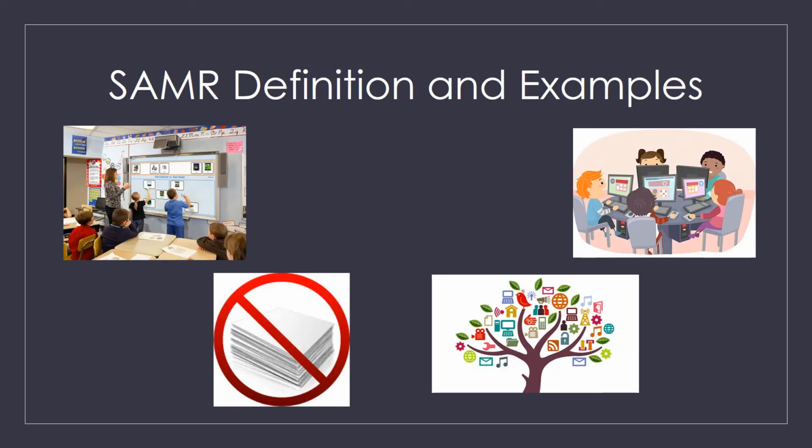The S in SAMR stands for substitution. This means replacing a traditional way of learning with an alternative. For example, instead of pen and paper, students could use a tablet.